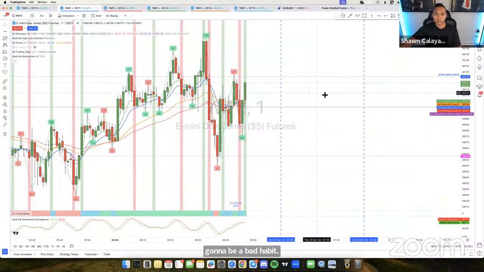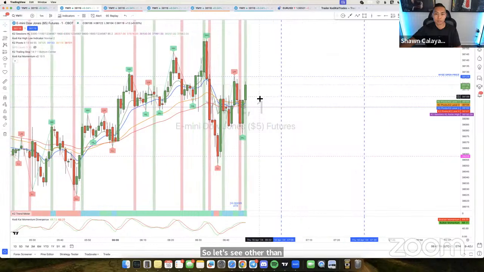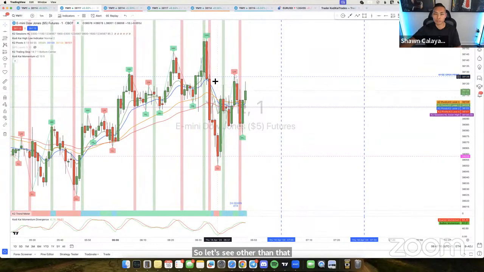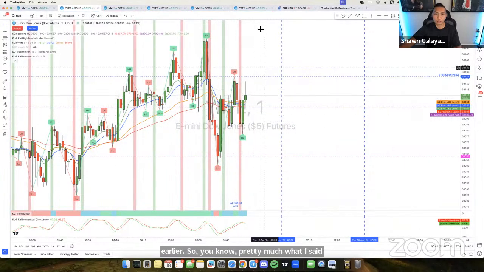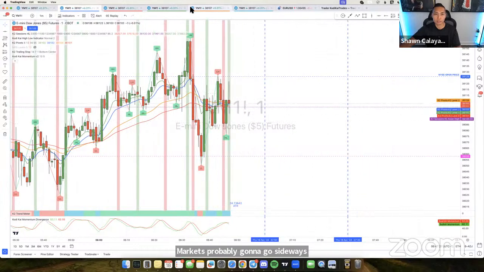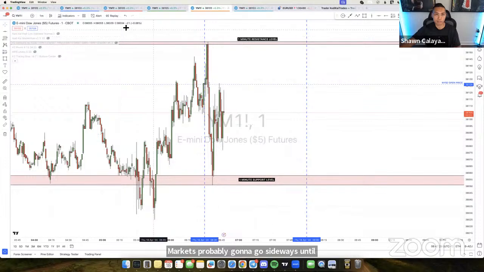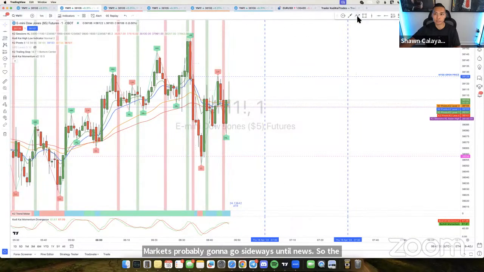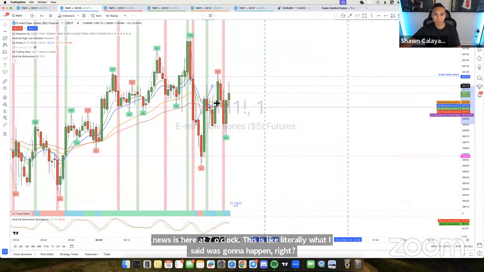So let's see. Other than that, the market's doing literally what we identified earlier. Pretty much what I said earlier, the market's probably going to go sideways until news. The news is here at 7 o'clock. This is literally what I said was going to happen, right? I said price is probably going to consolidate here for a bit in range. And that's literally what's happening.